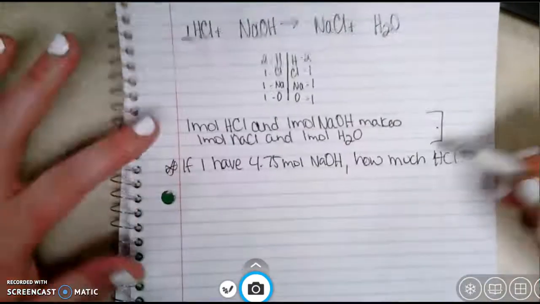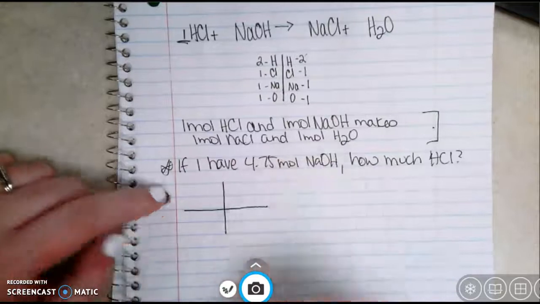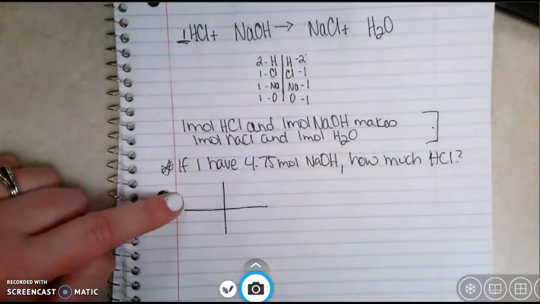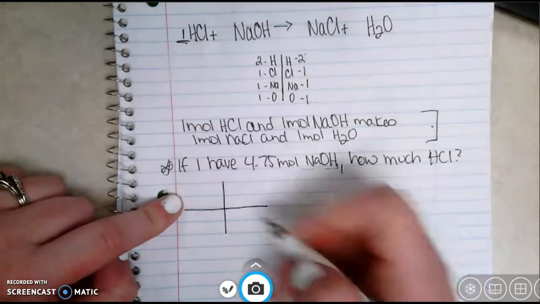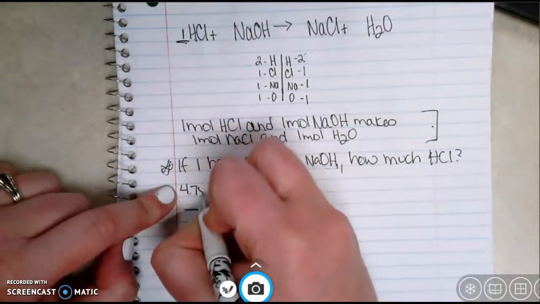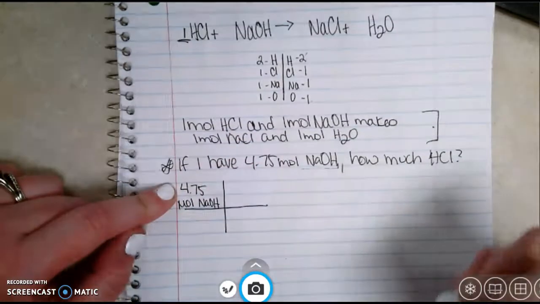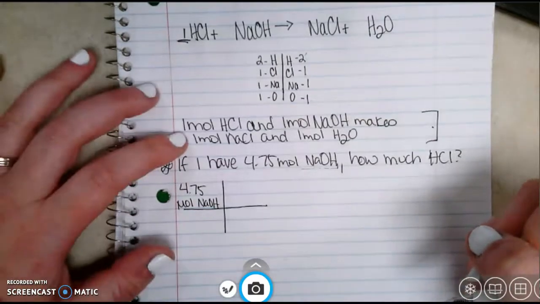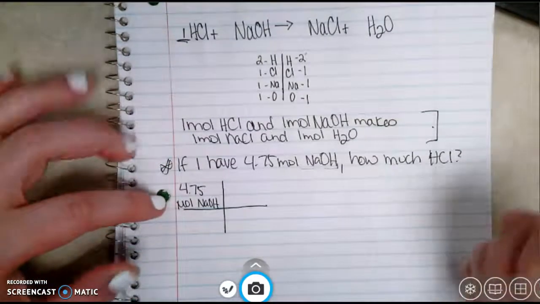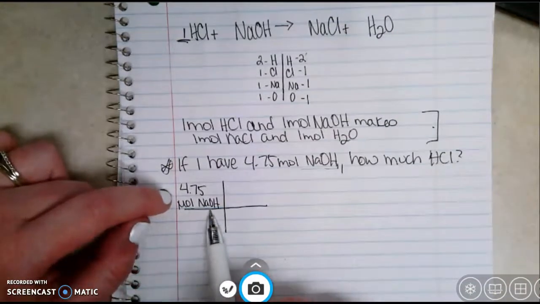So I'm going to draw my T-chart. Up here, I'm going to start with the number that I'm given in the problem, which in this case is this value right here. So I have 4.75 moles of NaOH. And again, I'm over-labeling because these are about to get pretty complicated, and I want to make sure I'm tracking all of my units appropriately. So I have 4.75 moles of NaOH.